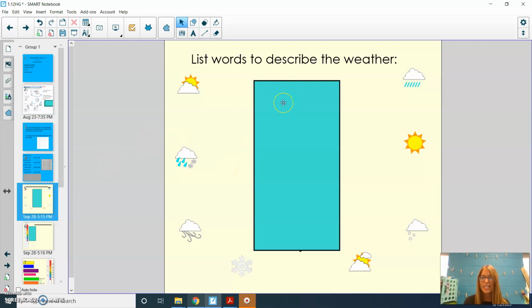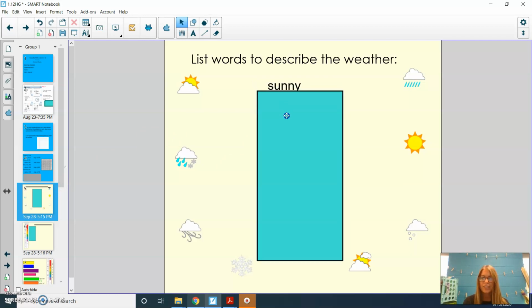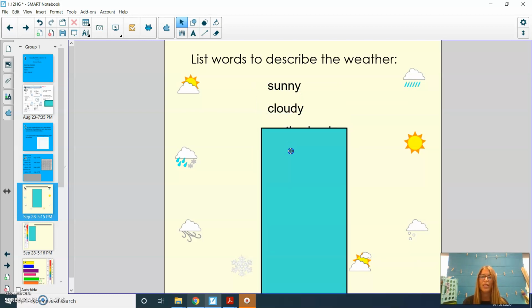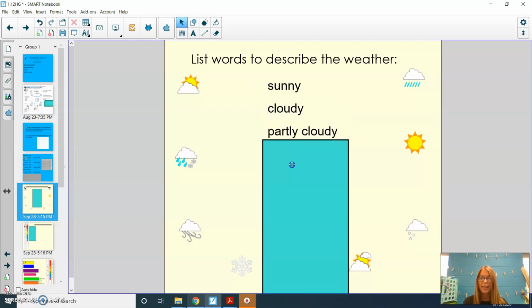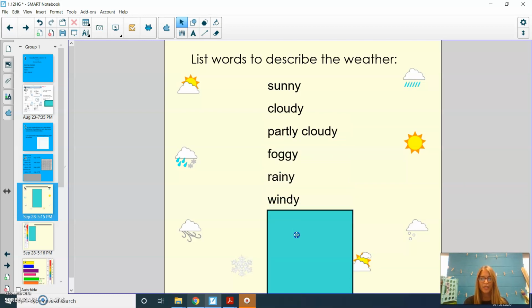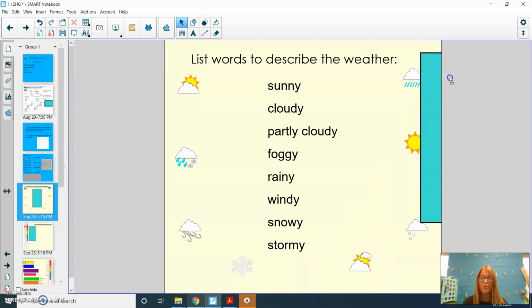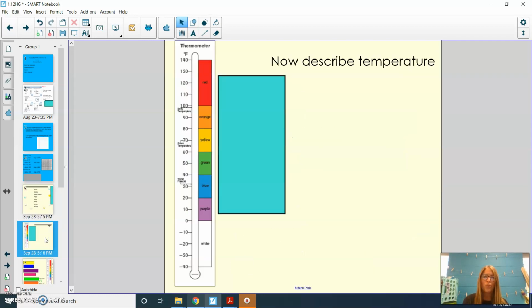All right, second graders, let's see if you had anything that I said. So when I describe weather, I might say sunny, maybe I'd say cloudy or partly cloudy, foggy, rainy, windy, snowy, stormy, and there's more words too that would describe weather. This is just a list that I have to kind of get us started. So then let's think about what some of these amounts mean on a thermometer.